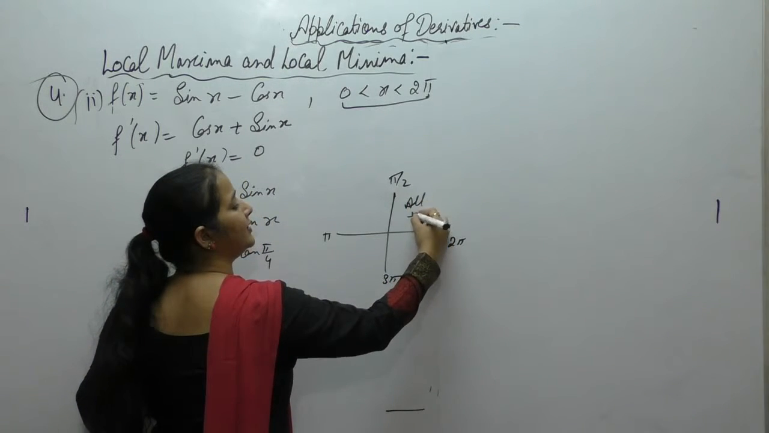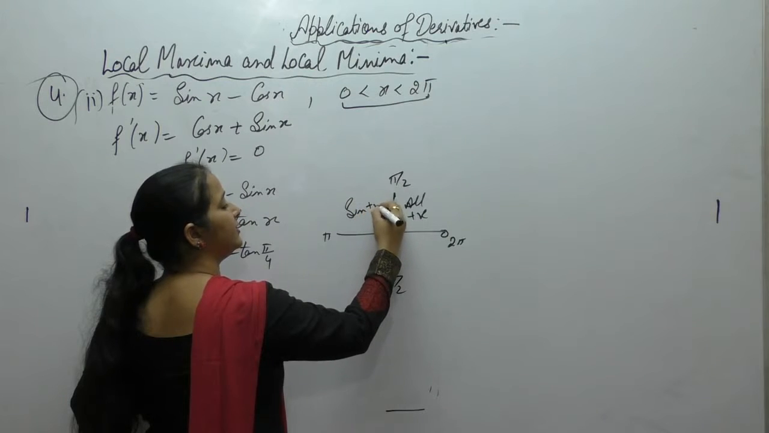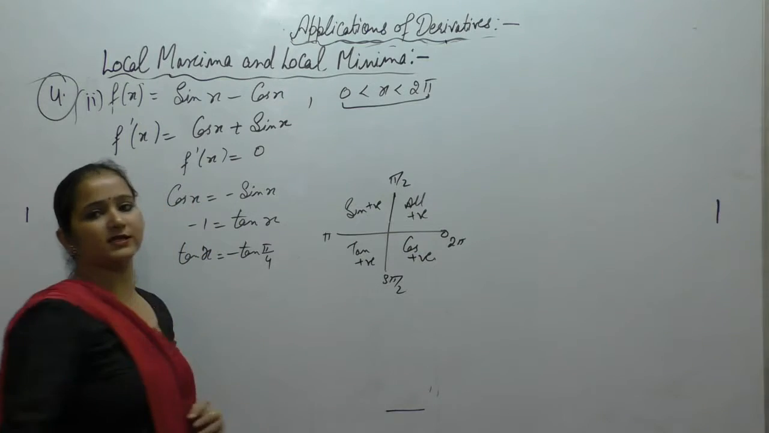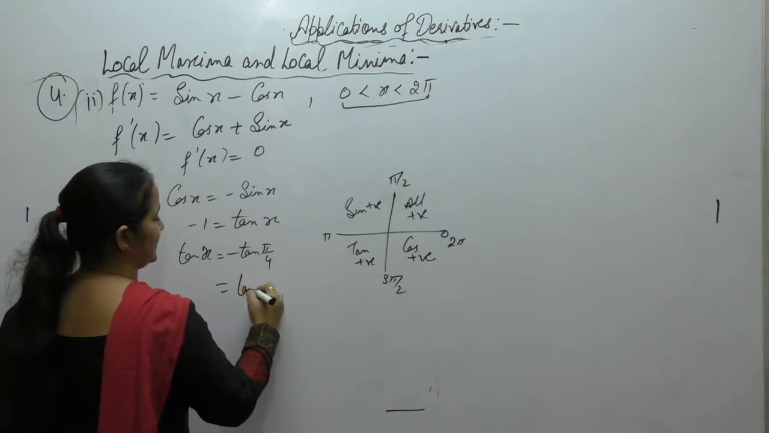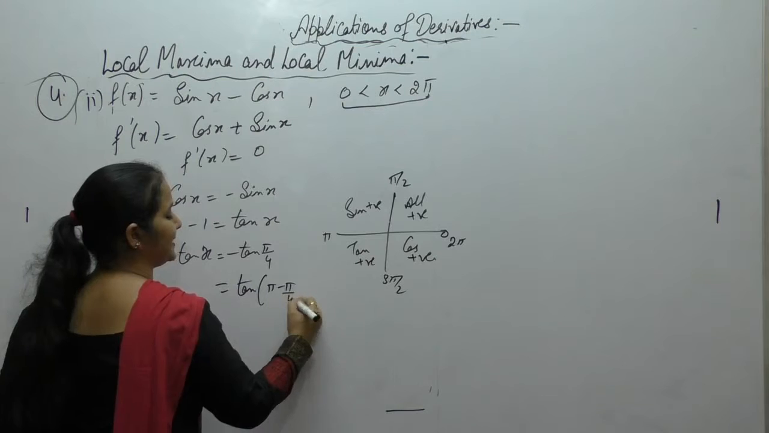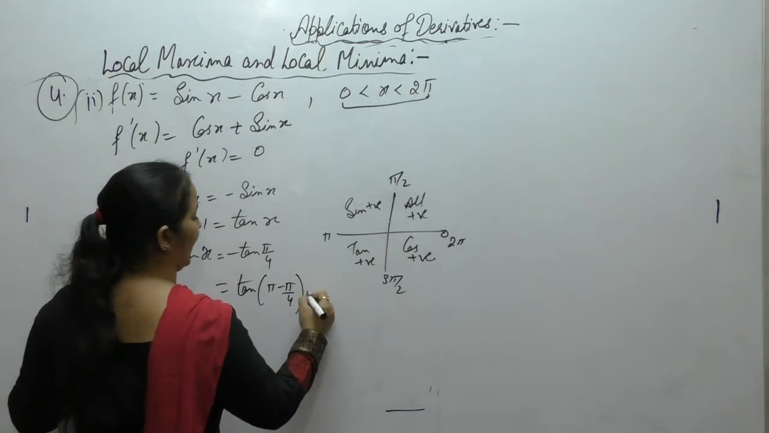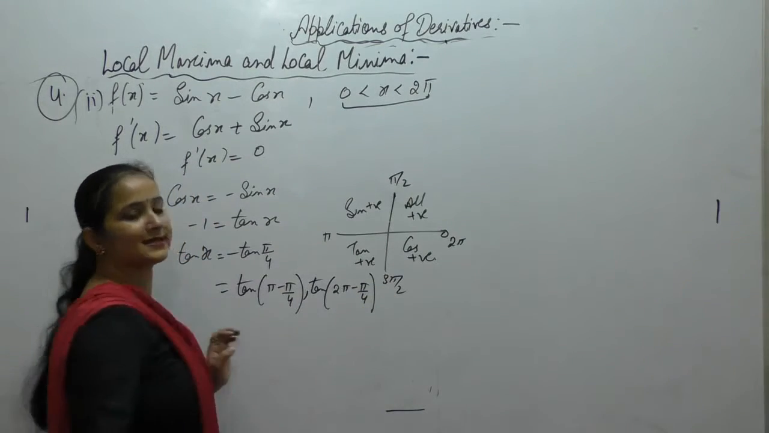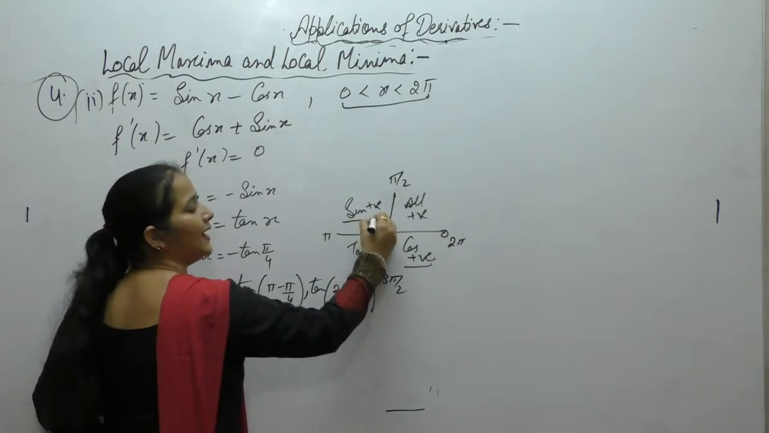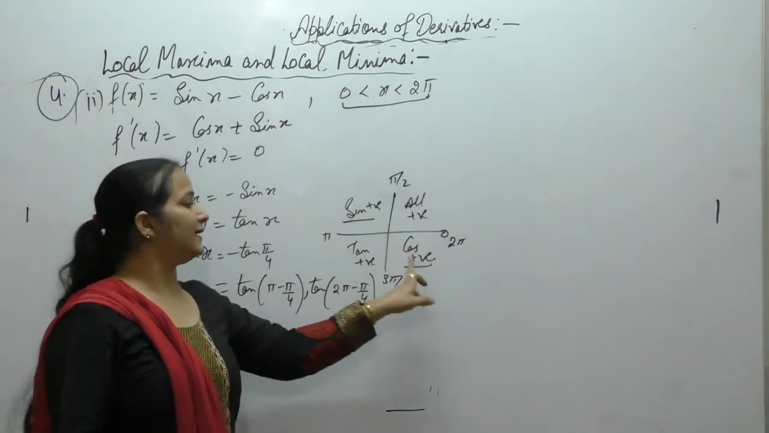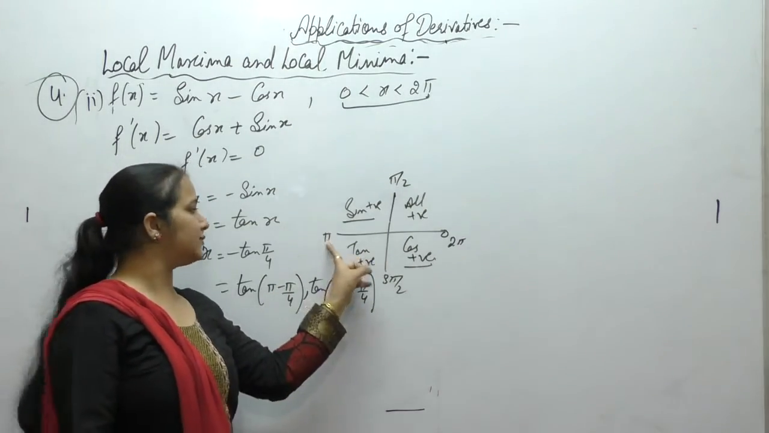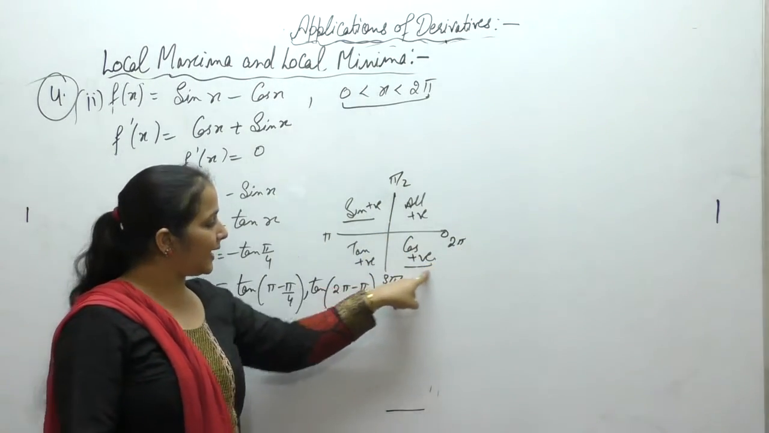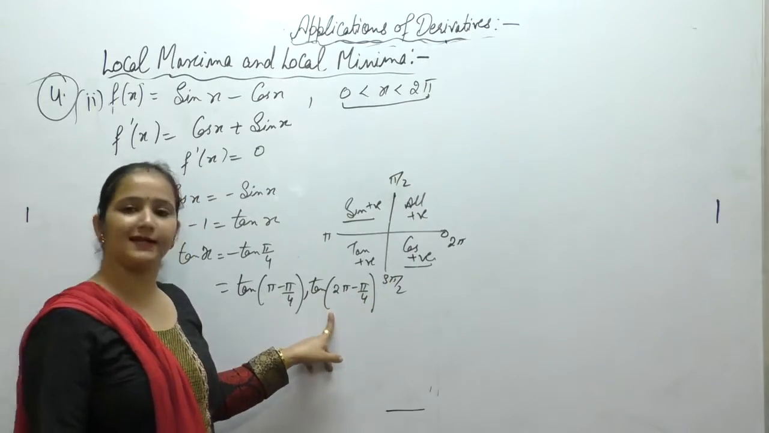Here all positive: sin positive, tan positive and cos positive. So we can write tan(pi minus theta) is minus tan theta, and tan(2 pi minus theta) is also minus tan theta. Here tan is negative and here tan is negative. In the second and fourth quadrants tan is negative, so tan(pi minus theta) is minus tan theta and tan(2 pi minus theta) is minus tan theta.